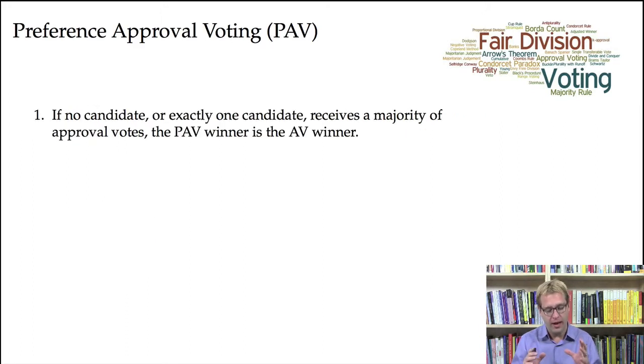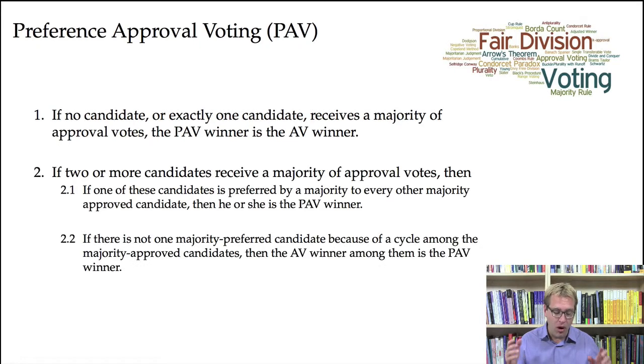It works in the following way. You first try to figure out which of the candidates receives a majority of approvals. What that means is a majority of the voters, strictly more than half of the voters, approve of that candidate. Now, if no candidates receive a majority of approvals, or exactly one candidate receives a majority of approvals, then the candidate that would win under approval voting, namely who gets the most approvals overall, is declared the winner.